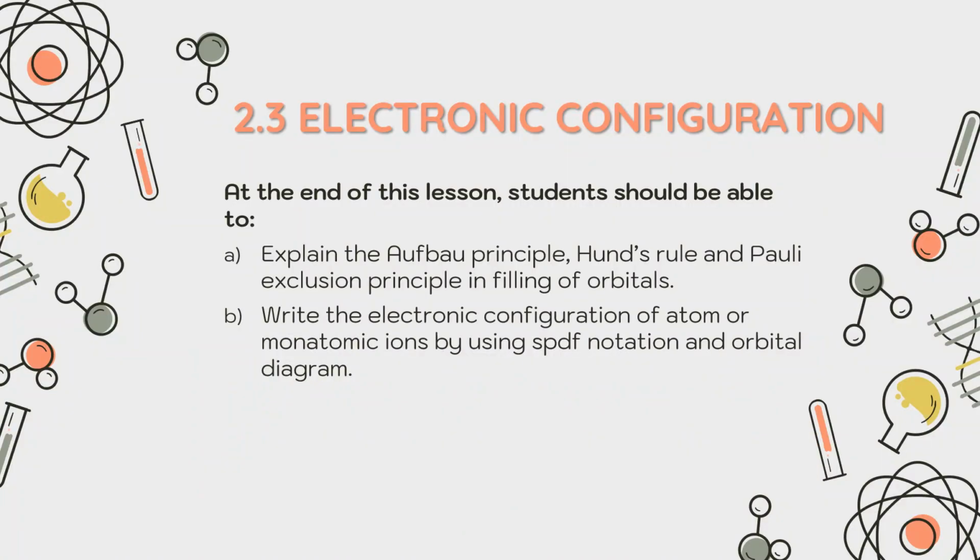Assalamualaikum and hi everyone. In 2.3 electronic configuration of atom, we will discuss the Aufbau Principle, Hund's rule and Pauli exclusion principle in filling the electron in orbitals. And we will write the electronic configuration of atom or monoatomic ions by using SPDF notation and orbital diagram. Please stay with me until the end of the lesson and enjoy your learning.